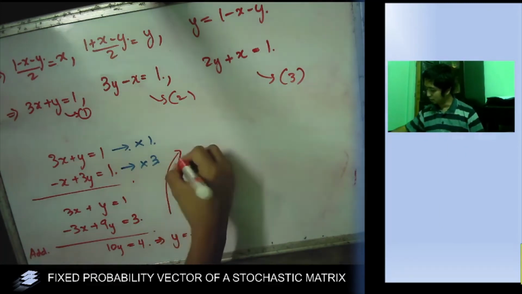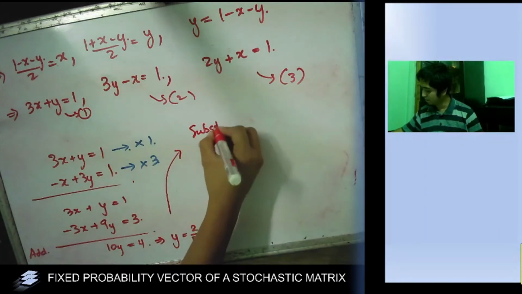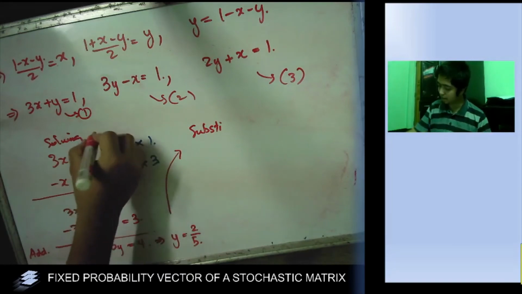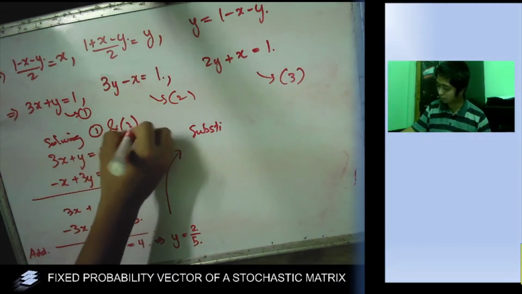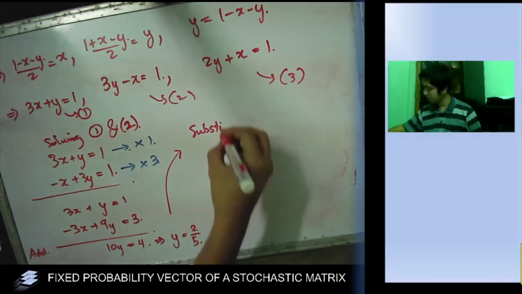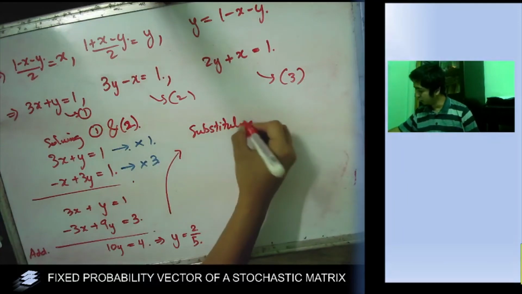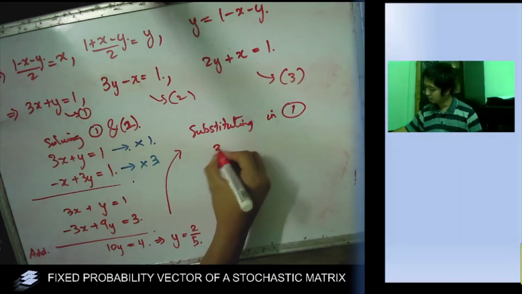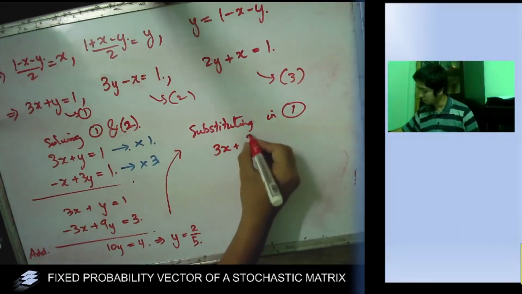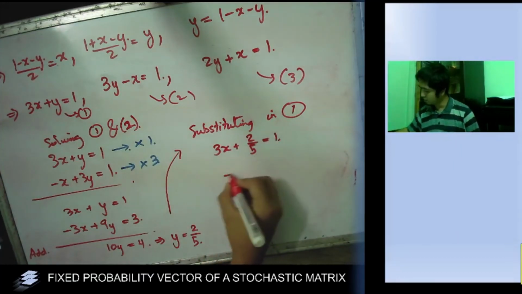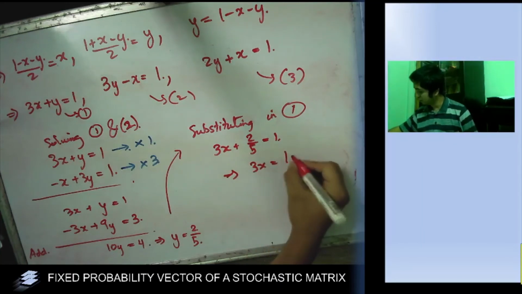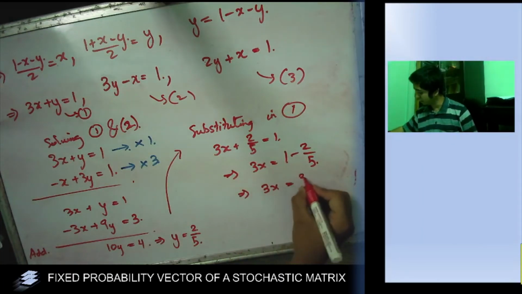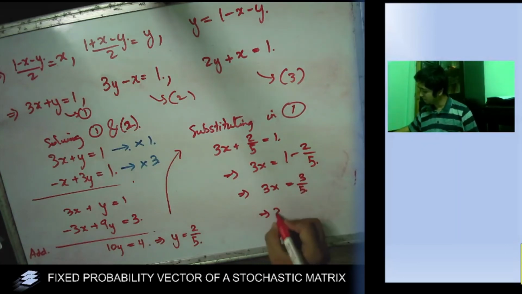Now what we will do is substitute in 1. We actually did this by solving equation 1 and equation 2. So substituting in equation 1, you will be having 3x plus 2/5 equal 1. So you will be having 3x equal 1 minus 2/5. So you will be having 3x equal 3/5, which gives you x equal 1 by 5.